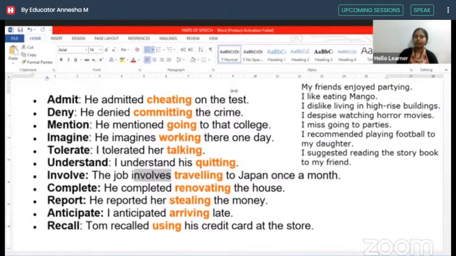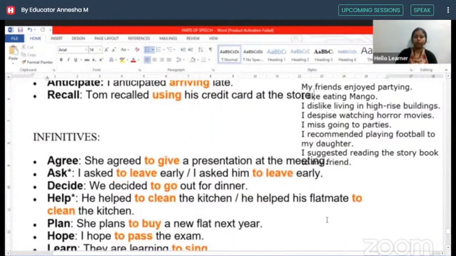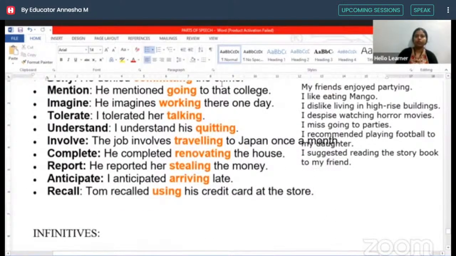He denied committing the crime. He denies committing the crime. Okay. He mentioned going to the mall. He mentions working in the office. Okay, bilkul. You can use in present tense as well. Okay, thank you. So I hope these are clear. These verbs are clear. This rule is clear. No questions. Okay. Chaliye. So we will go to the next part.